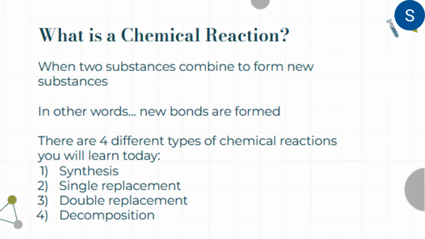So, what is a chemical reaction? A chemical reaction is when substances combine to form new substances, and this is represented through a chemical equation, which we will take a closer look at. Another way to think about this is that new bonds are formed between elements.